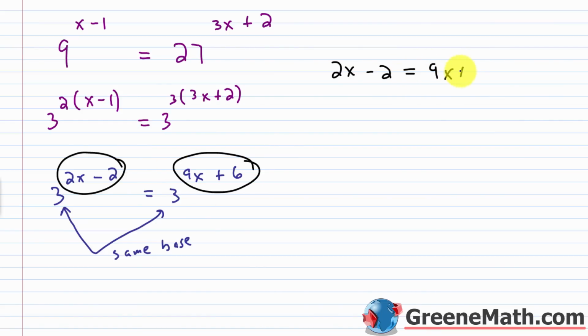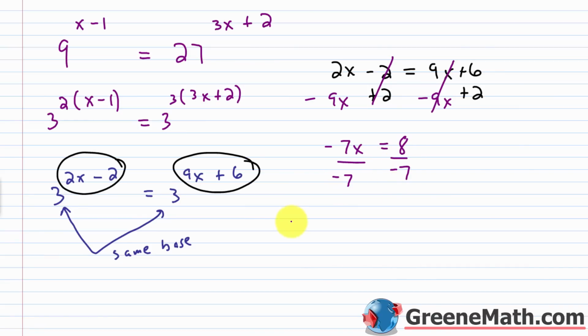So 9x plus 6. Add 2 to each side of the equation. That'll cancel. Subtract 9x away from each side of the equation. That'll cancel. So 2x minus 9x is negative 7x. This equals 6 plus 2 is 8. Divide both sides of the equation by negative 7. We'll have that x is equal to negative 8 sevenths. Or in solution set notation, we just put negative 8 sevenths inside of set braces.